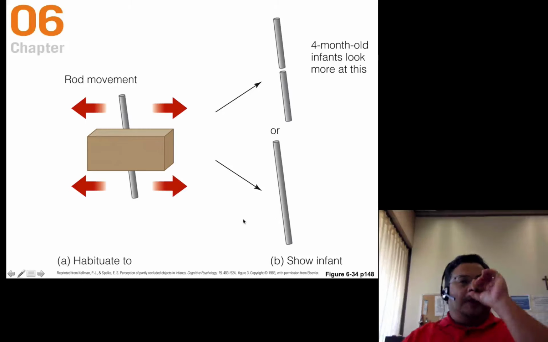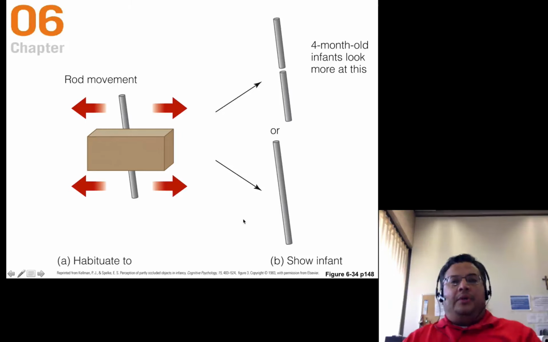So, for example, in this example here, we are habituating the baby to this rod movement. So the rod is going back and forth, but it's hidden behind a brick, right? So it's going back and forth, back and forth, back and forth. Then after the baby has habituated to this, we show the baby either this or this. Now, if the baby is surprised to see one of these things, it means that it's new to them.